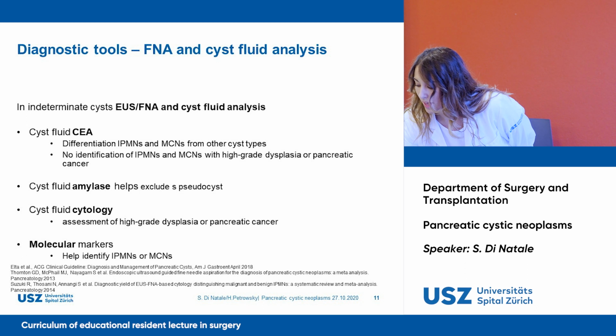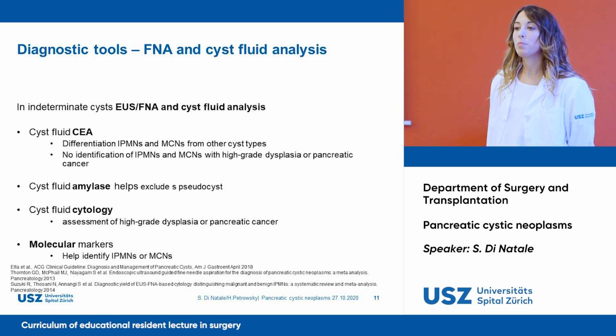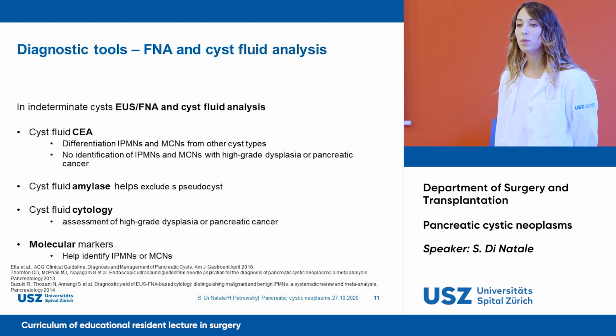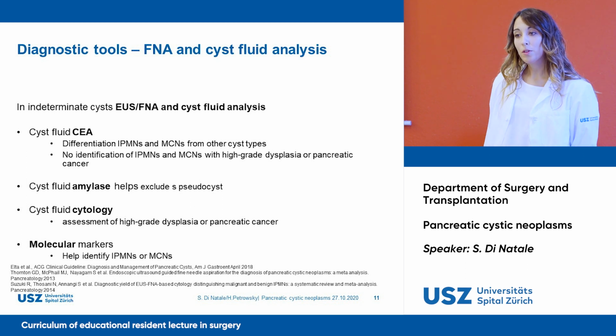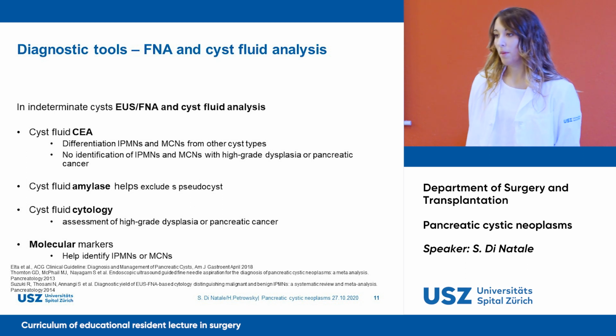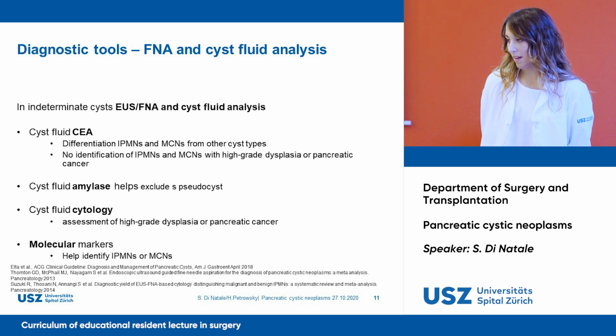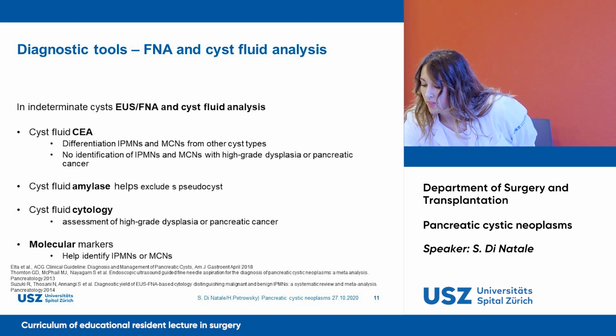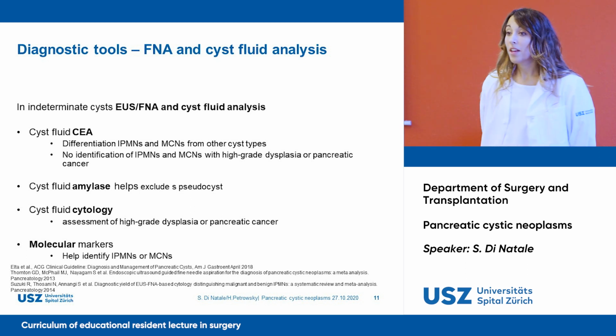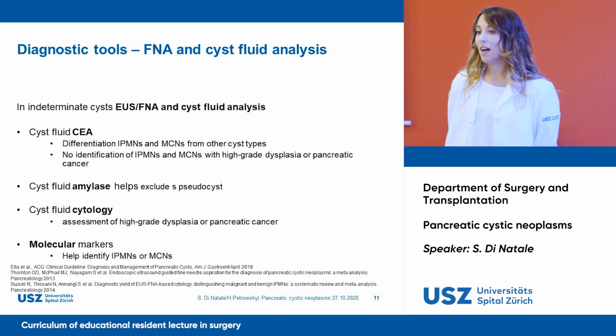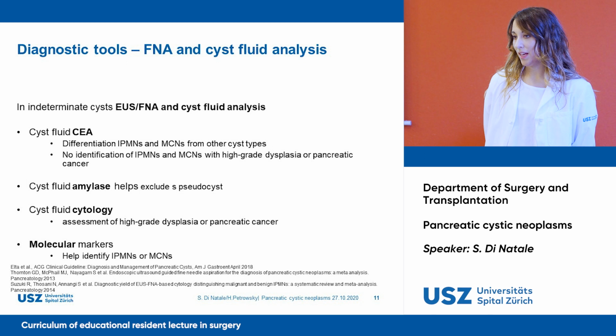The cyst fluid amylase may be helpful if the presence of a pseudocyst needs to be excluded, with a very low amylase level excluding a pseudocyst in about 98% of the cases. The cyst fluid CEA is not helpful in identifying high-grade dysplasia or invasive cancer.